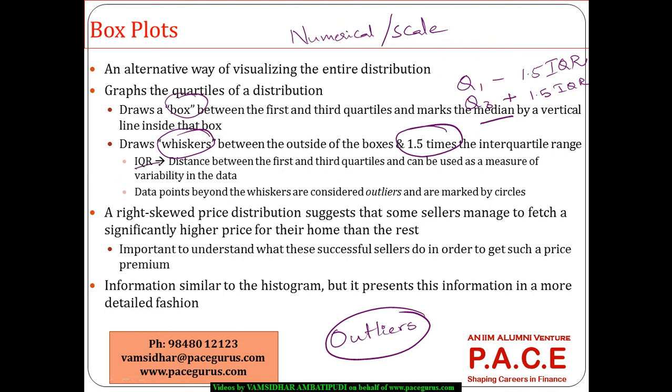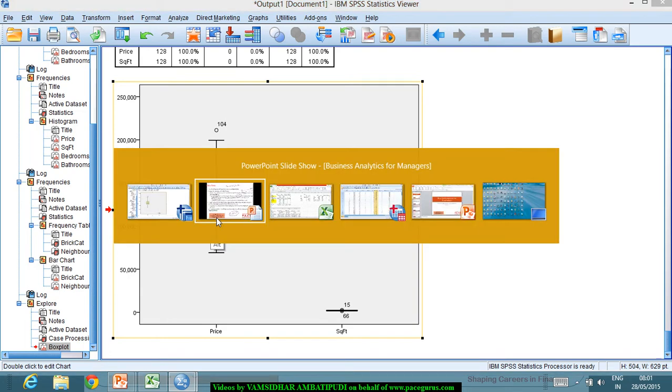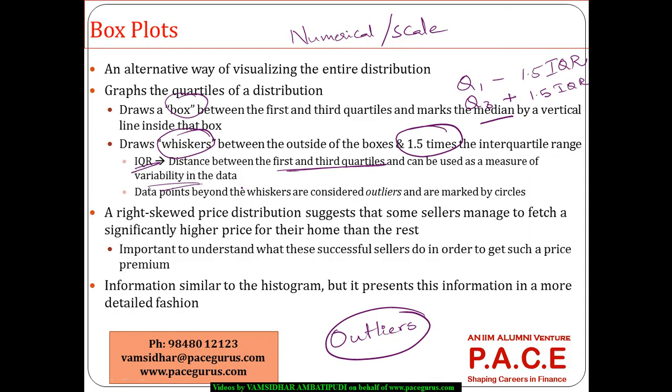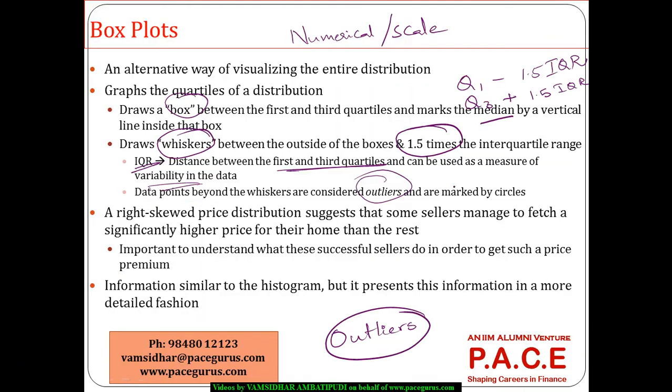So the interquartile range is the distance between the first and the third quartiles, and it is used as a measure of variability. Based on the interquartile range, this should be the range in which the majority of my values should lie. If they are not lying there, they are called outliers. The data points beyond the whiskers are treated as outliers. In some cases they are marked with circles, and if they are very far away, they are even marked with stars.